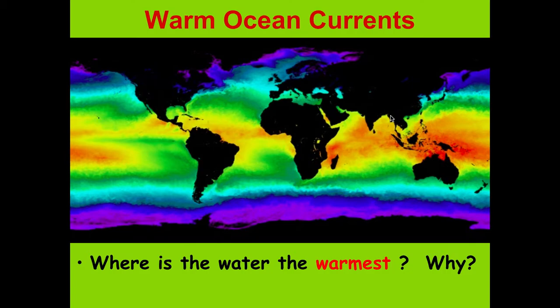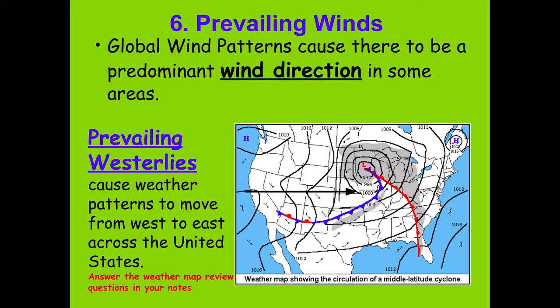All right, and our last question regarding ocean currents. Where is the warmest water based on this map? Red means warm, blue and purple means cold. Of course, the warmest water is going to be around the equator, and that's because it gets the most sunlight. All right, it gets the most concentrated sunlight. And our last climate control we're going to look at are the prevailing winds.